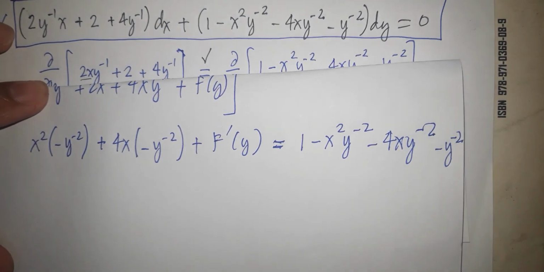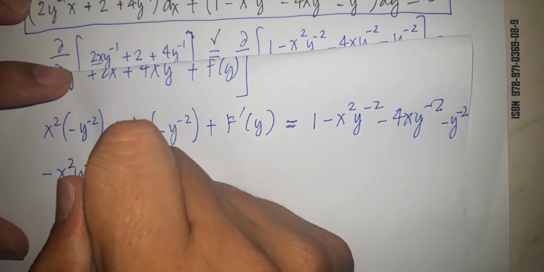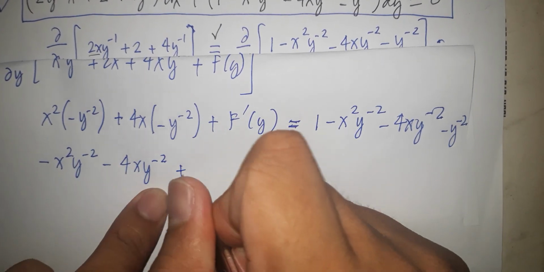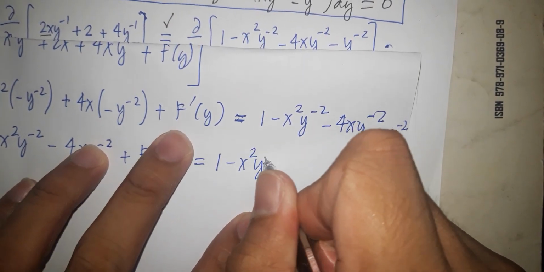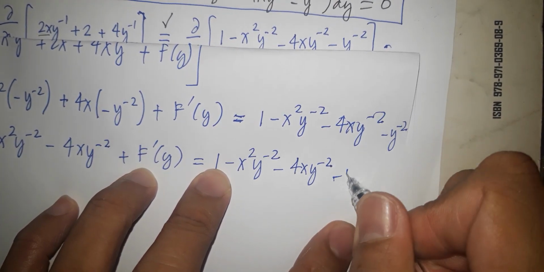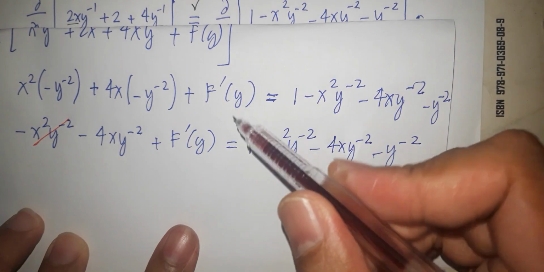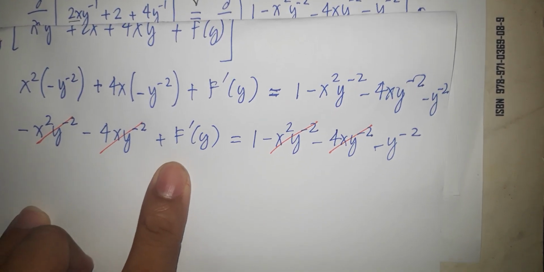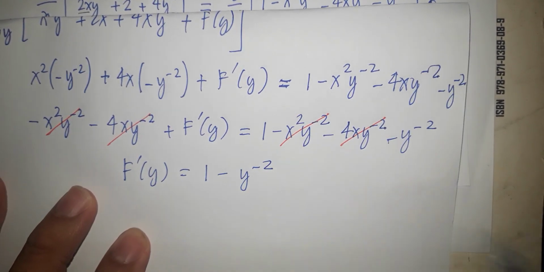Okay. So, copy natin ulit, -x squared y^-2, pag sinimplify ito, minus 4xy^-2 plus f prime of y equals 1 minus x squared y^-2 minus 4xy^-2 minus y^-2. So what will happen? This cancels out with that, this cancels out with that, and then matitira natin dito sa left side is f prime of y equal to 1 minus y^-2.